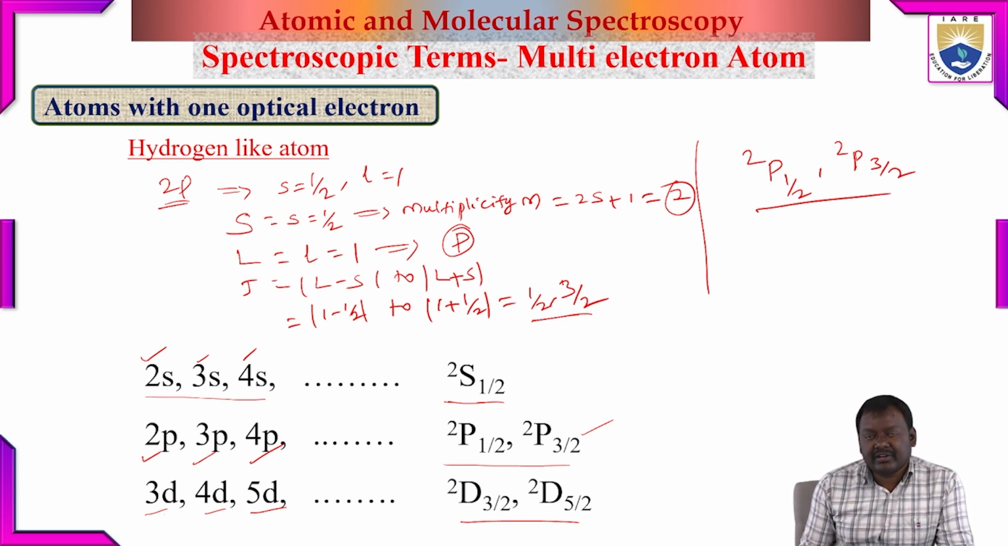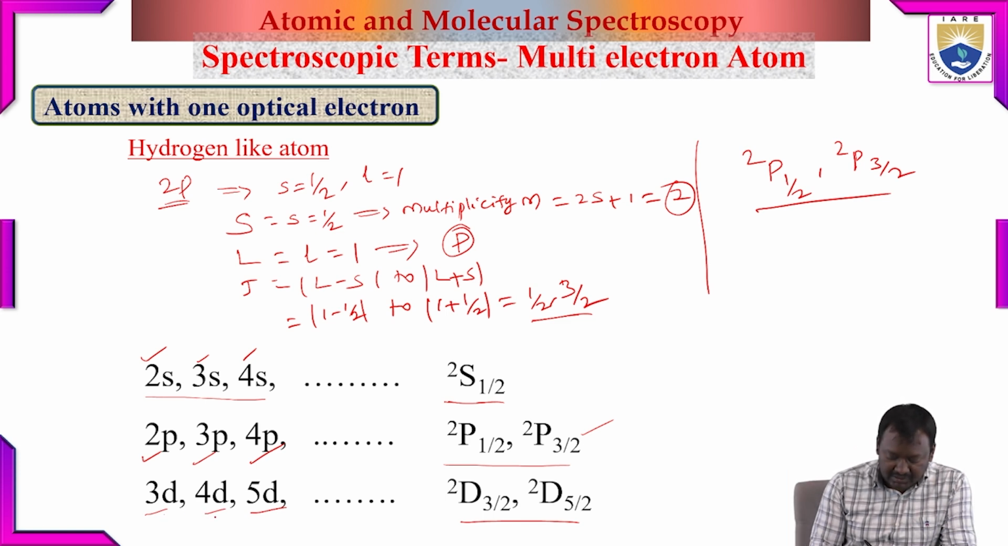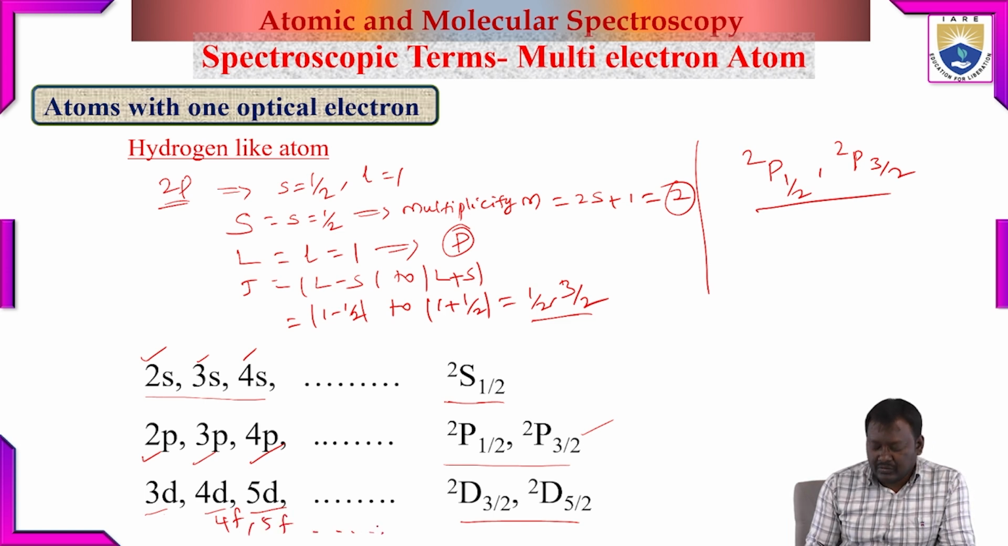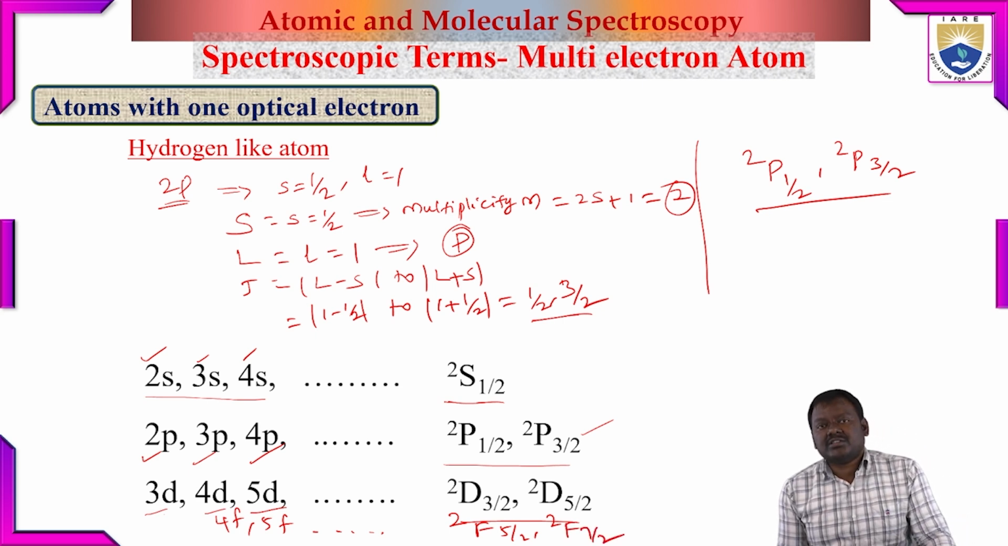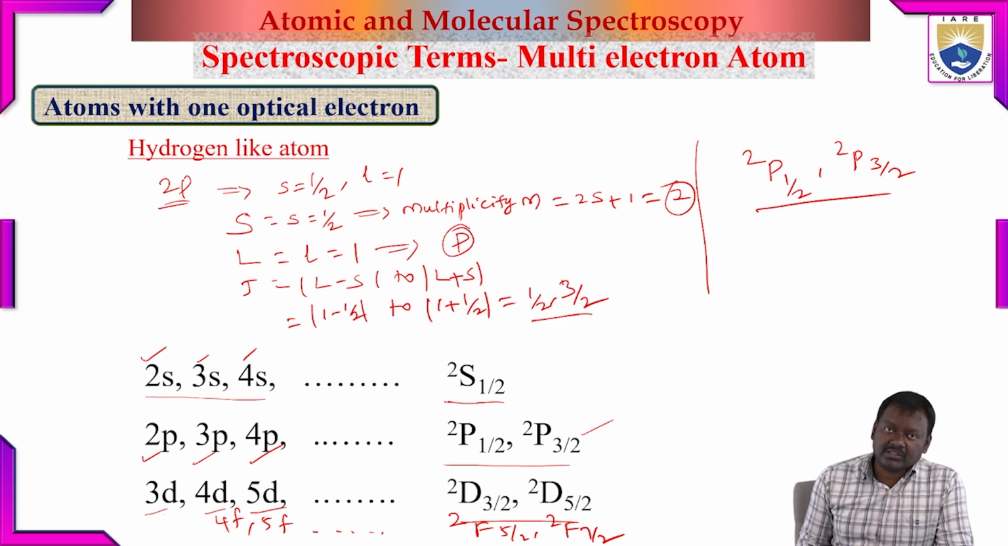Similarly, we can get for F orbitals also. For F orbitals, like 4F, 5F orbitals, we will see the spectral terms as 2F 5/2 and 2F 7/2. So we can show these terms by following the same procedure. All this procedure is for single electron atoms.